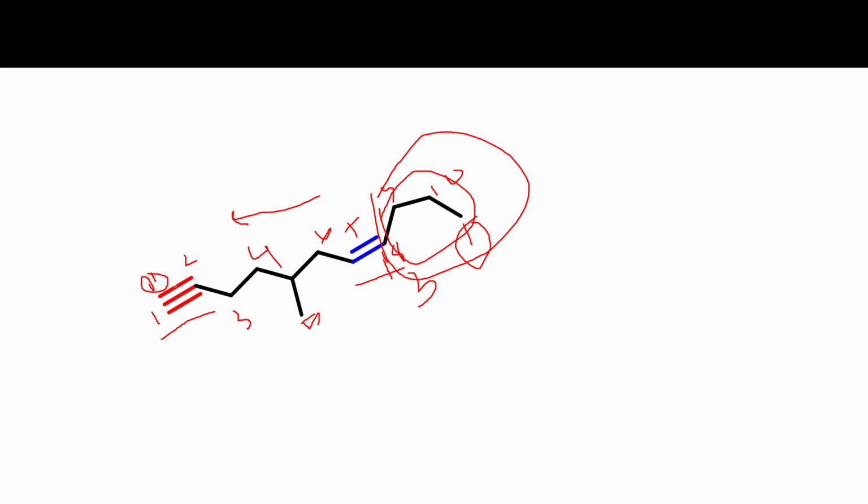If anyone is at the end of the chain, like here, after the double bond there is another carbon atom present. For these cases, we just start the numbering from where the functional group starts. Understand?